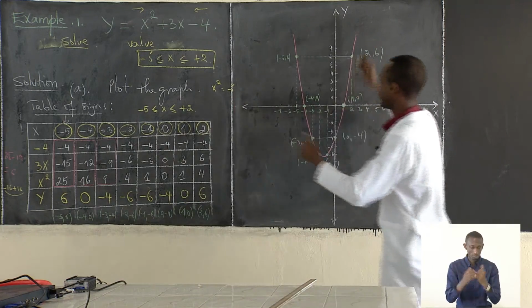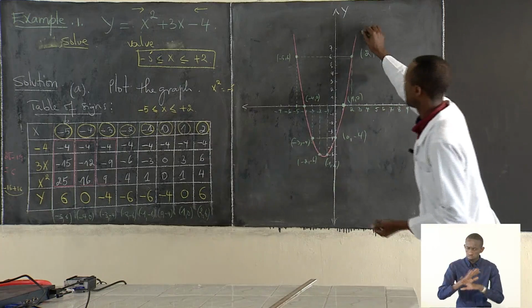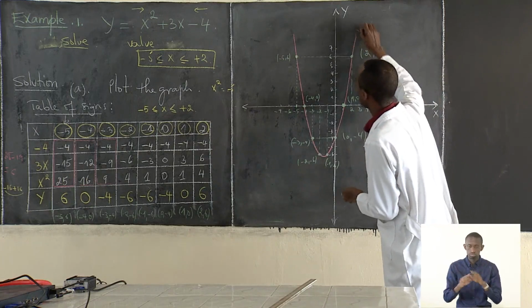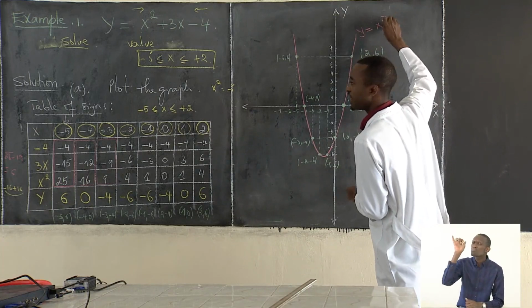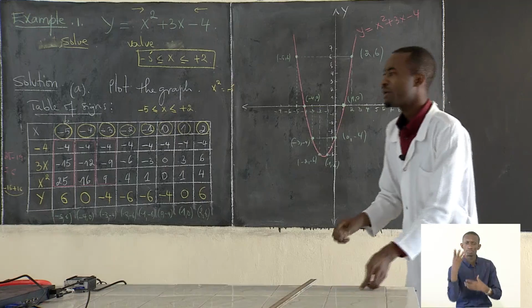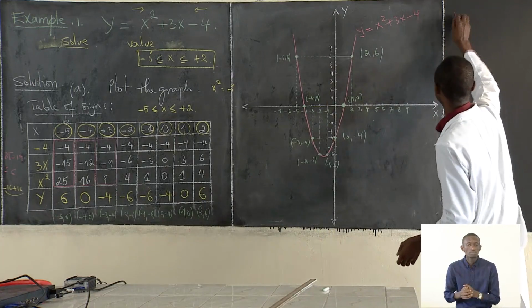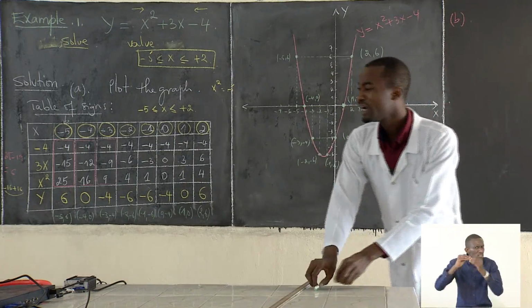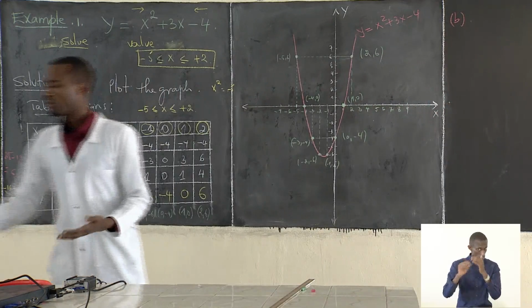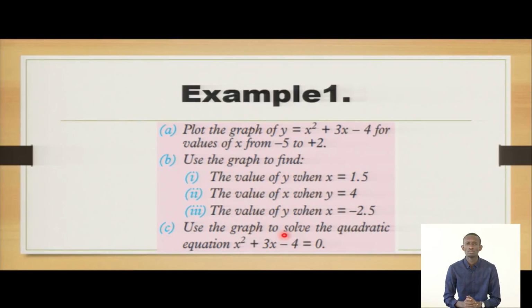Now, this is our graph. This is the graph plotting y. This is y equals x squared plus 3x minus 4. Now, let's go to number B. Number B is to find the values. Roman 1 was to find the value of y in case x is equal to 1.5.